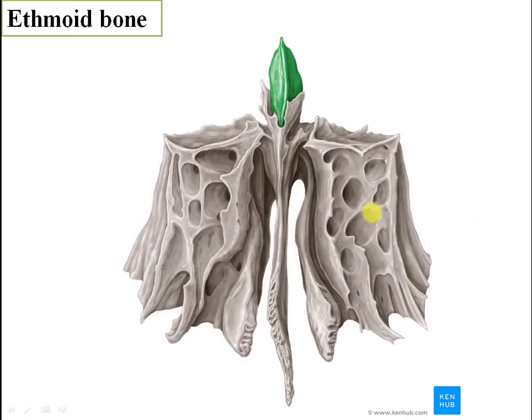Here the ethmoid bone is isolated. Here is the right orbit. Here is the left orbit. And here is the nasal cavity. As you can see, the ethmoid bone sends this vertical extension, the perpendicular plate of ethmoid, to participate in the formation of the nasal septum, and the nasal septum divides the nasal cavity into right and left halves.